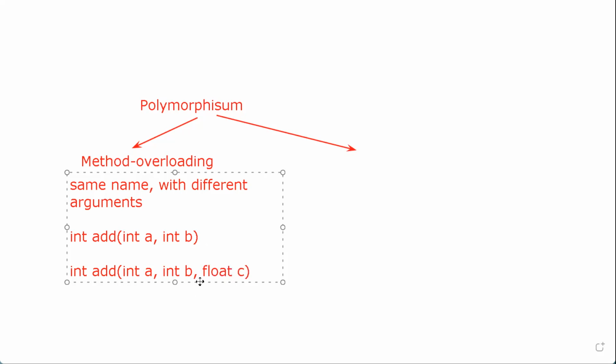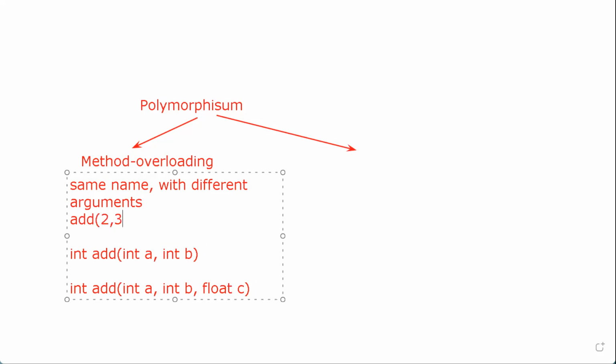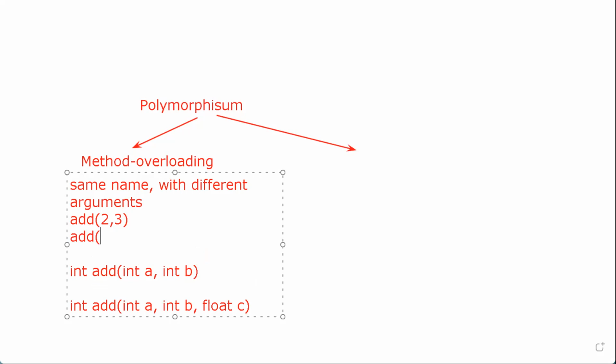Okay. So at compile time, what will happen? If you say add of 2, 3, then it will know that it will call this method. And if you pass 2, 3, 1.1f or whatever, then it will know that it will have to call that method. So the method name will be the same, but the number of arguments or the data type of the arguments will be different. So this is the concept of method overloading.